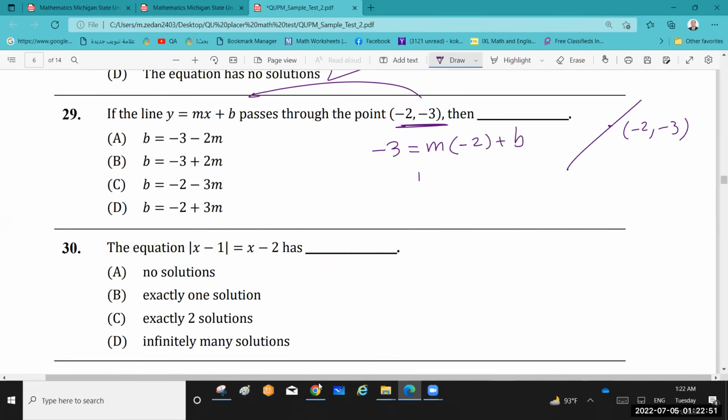So it started with this one. b minus 2m is equal to -3. So b is -3 plus 2m. Very easy. Where is it? Where is -3 plus 2m? Yes, this one. Question 29, the answer is B.